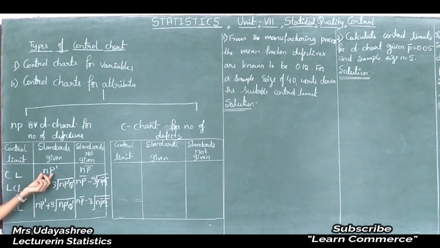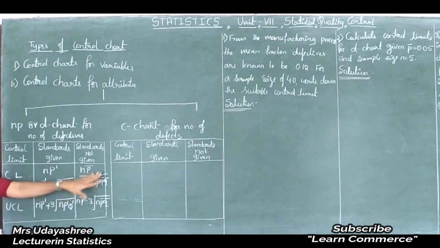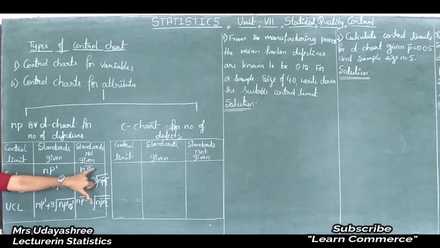See, here np in the sense what? That is the mean of binomial distribution, and square root of n p q in the sense what? That is the standard deviation of binomial distribution. We know that n in the sense that is the sample size. Now see here how to calculate p dash.